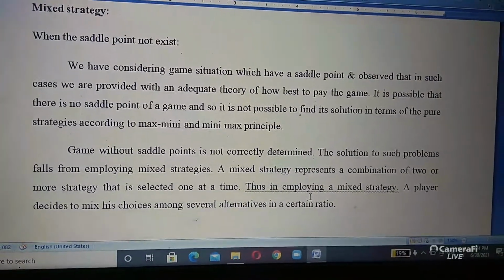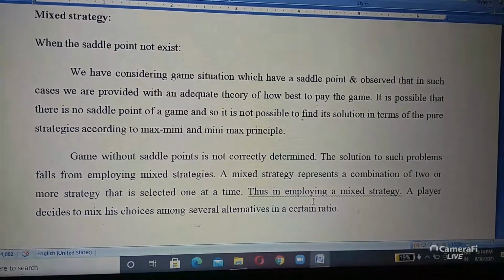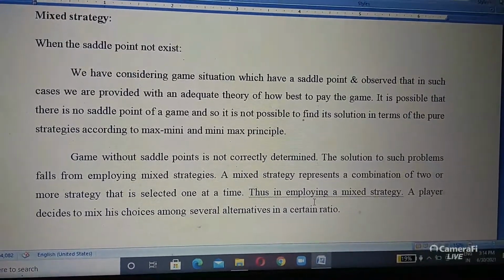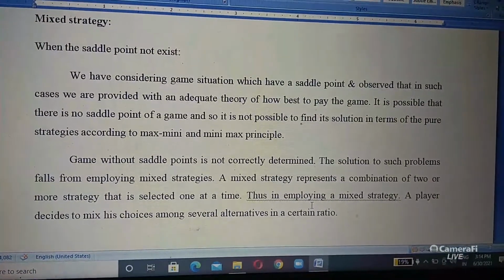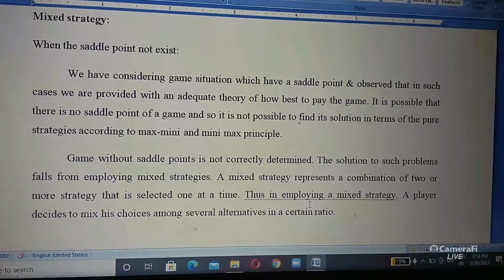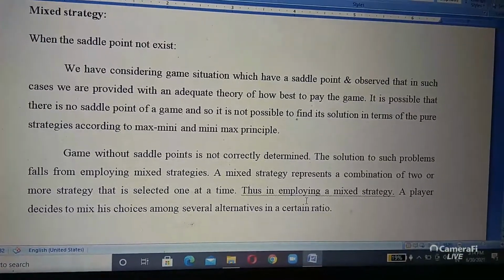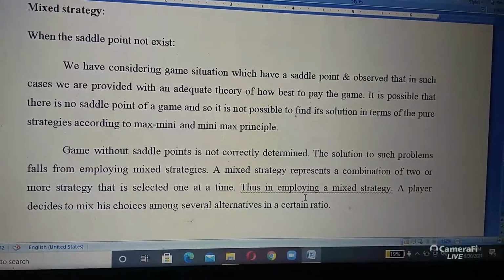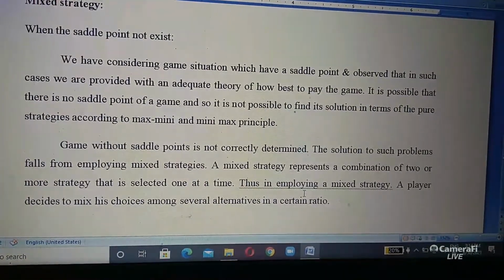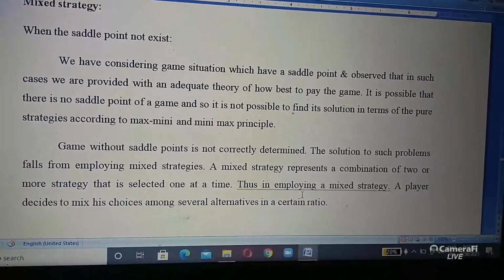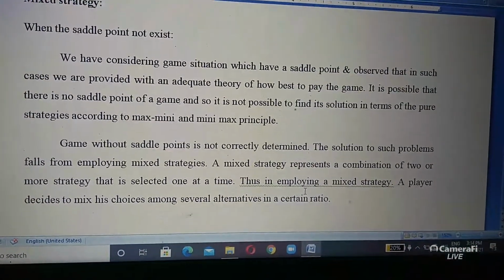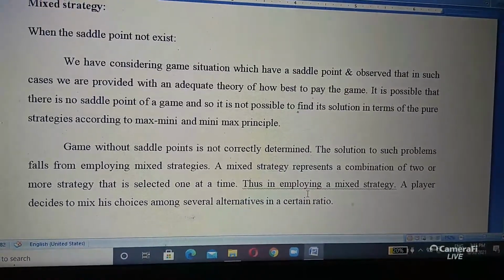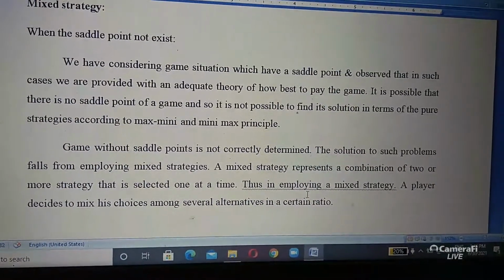Okay, simply by observing the problem, the first step is to check whether the saddle point exists or not. If the saddle point does not exist, then with the help of the maximin and minimax principle it is not possible to find the solution in terms of pure strategies. A game without a saddle point is not correctly determined. The solution to such problems comes from employing mixed strategy. In this case, this is the method we are going to apply, that is, a mixed strategy.